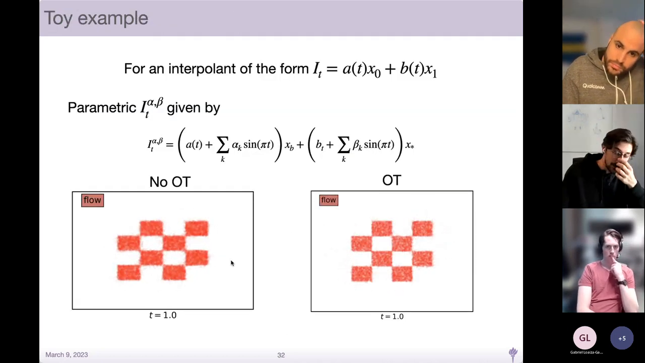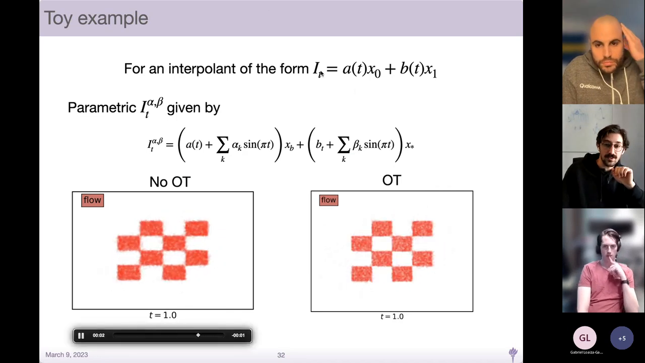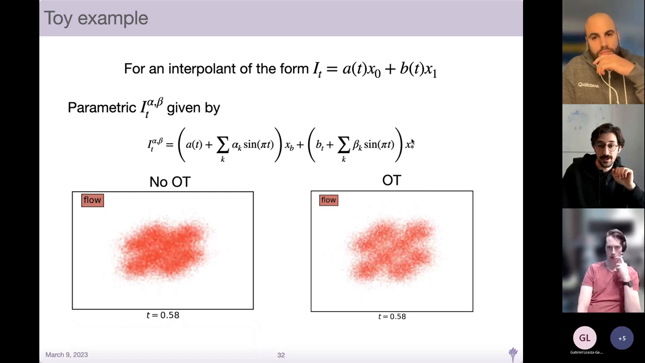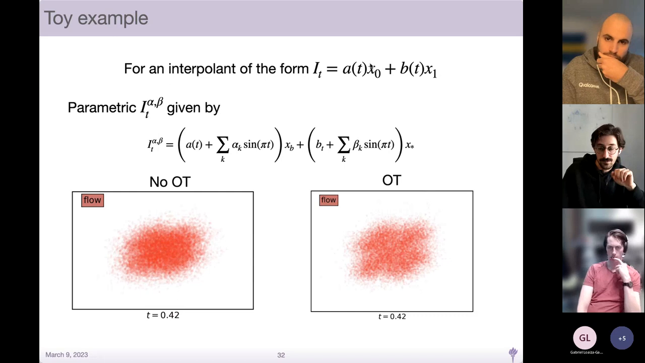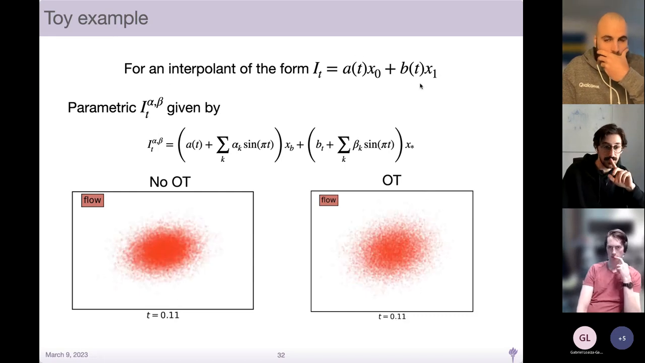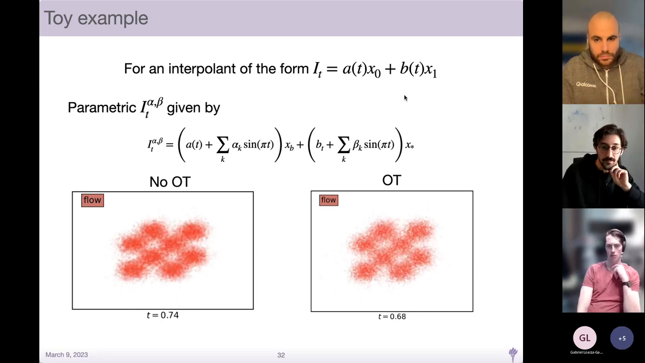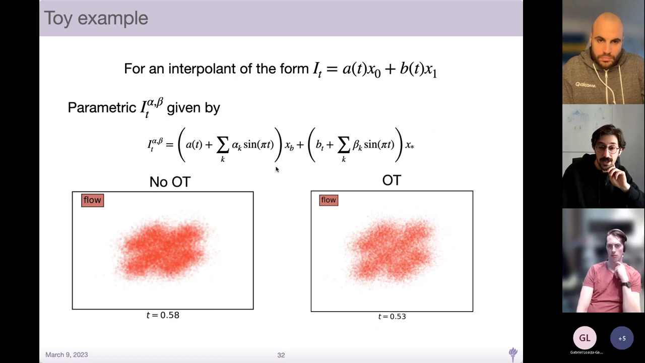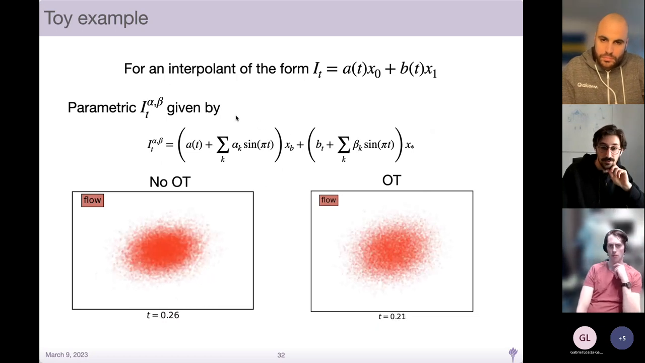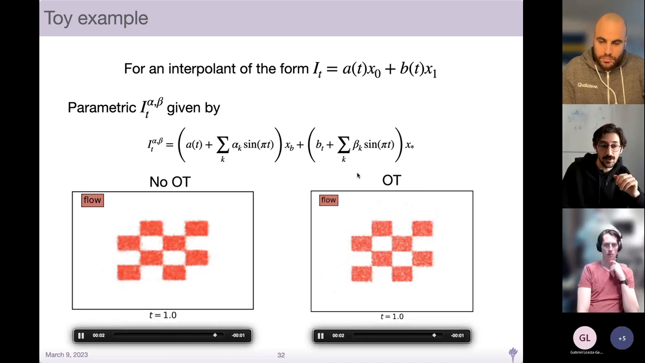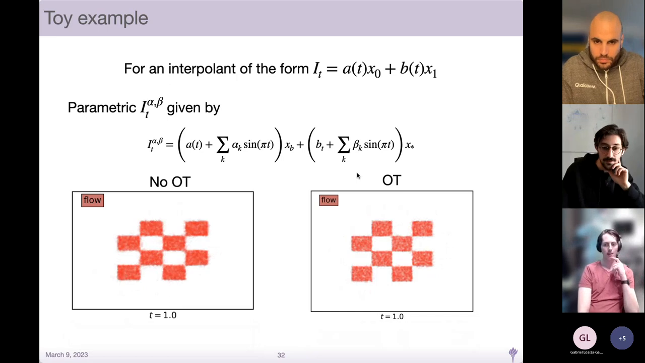Okay, so one simple realization of this is to say my interpolant, which I wrote before as 1 minus t x0 plus t x1, is now just a generic function a of t and a generic function b of t that have the proper boundary conditions, that make sure that at time t equals zero it evaluates to x0 and at time t equals one it evaluates to x1. So I could just choose some Fourier expansion of each of these expressions that allows me to have parameters alpha and beta, which parameterize what a of t and b of t are.